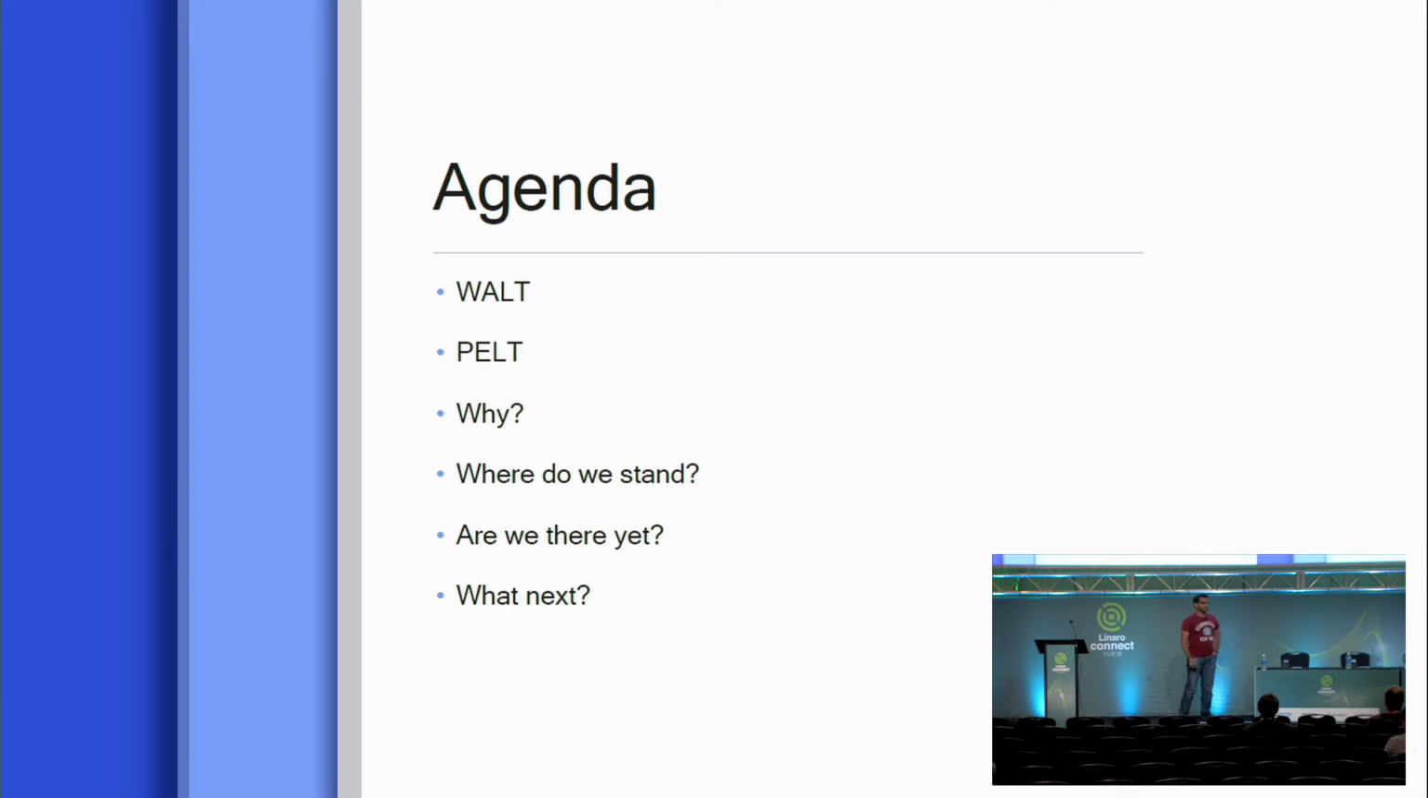The agenda would be a really short intro on WALT and a really short intro on PELT. If you attended Vincent's talk, you wouldn't need that intro. And why we have these two things. Where do we stand today, and are we there yet in terms of PELT being on par with WALT or better, and what are the next steps?